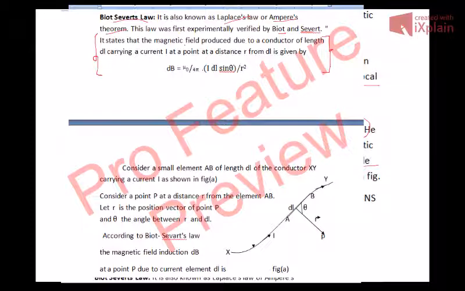Let us consider a small element AB of length dl of the conductor XY. As you can see from the figure, XY is a long wire of infinite length. Then we take a small element AB of length dl. Then let r be the position vector of point P, where we have to observe the magnitude of the magnetic field. We have to calculate what will be the magnitude of the magnetic field B at point P. So r is the position vector of P from dl, or say from AB.